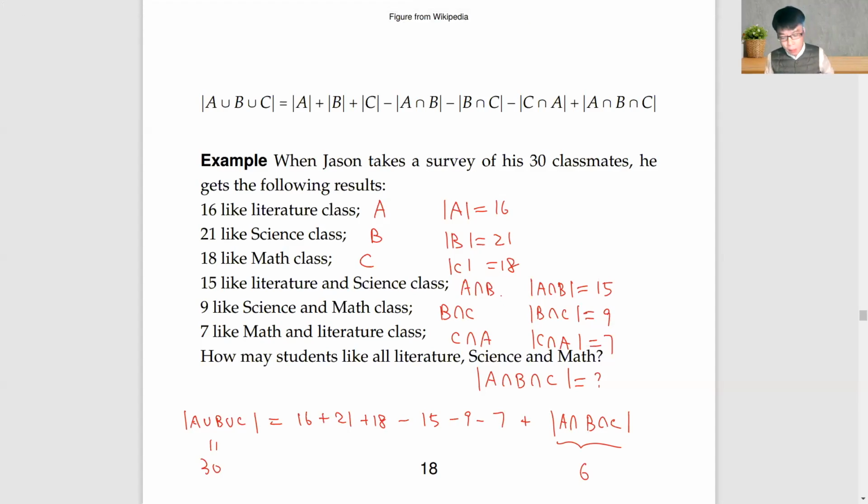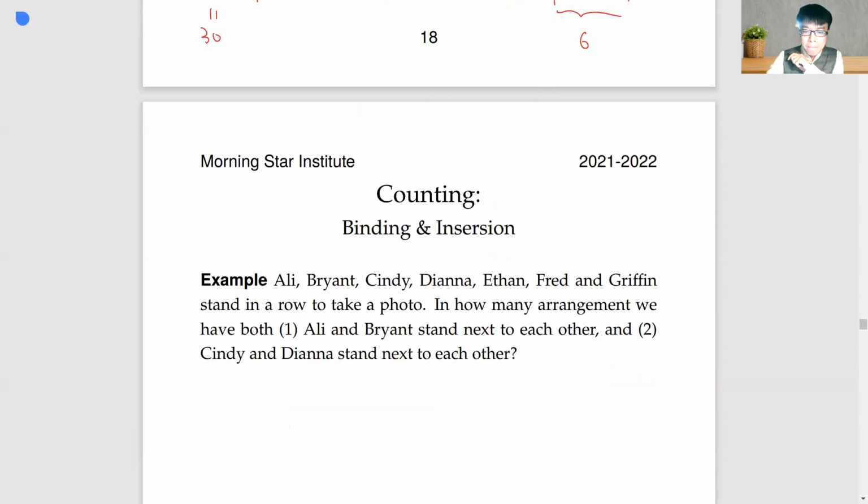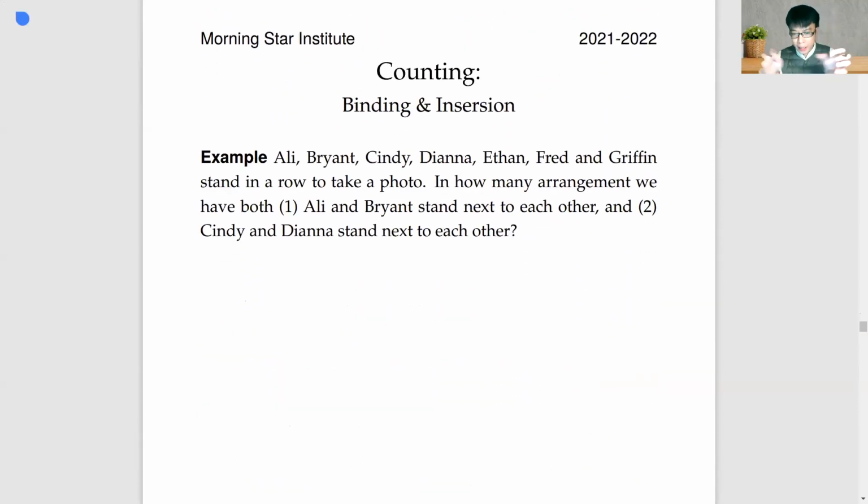Next, let me introduce a typical technique in counting called binding. The other one is called insertion. Binding, as the name suggests, is just to combine some terms together and consider them together, which is very natural. Let's see this example. Take 7 people, A B C D E F G. They stand in a row to take a photo, with the following 2 requirements: first, A and B should stand next to each other, and second, C and D should stand next to each other.